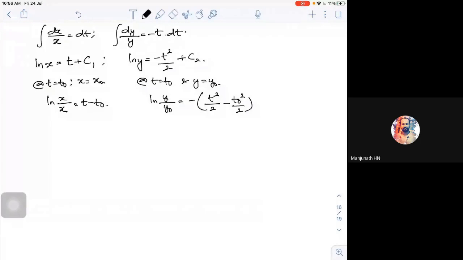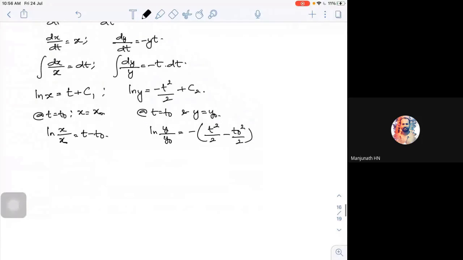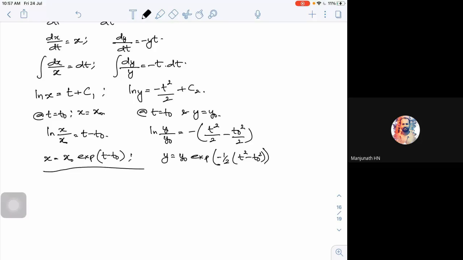So what will be the expression for plotting the particle path? If I simplify this equation, x is equal to x naught exponential to the power of t minus t naught, and y will be equal to y naught into exponential to the power of, if I take half outside, t square minus t naught square. So look at this. These are the two equations I got. With these, I can easily plot the path.